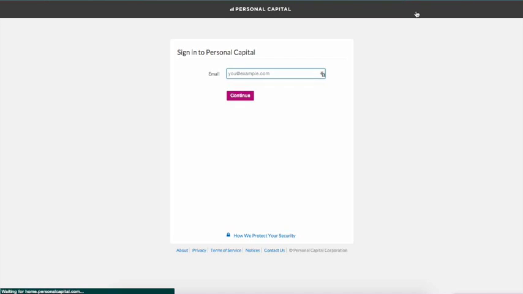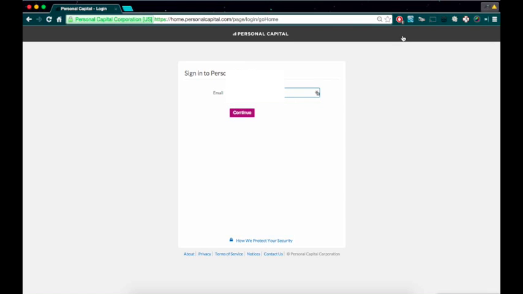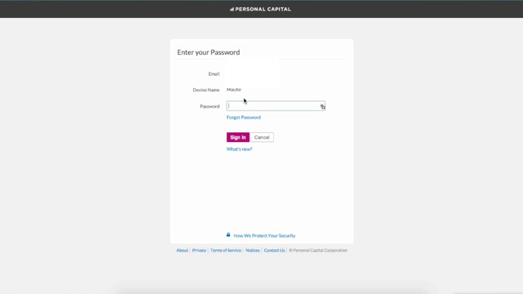So you pick the sign in button, and you'll be brought to a page with your username. You can put it in and hit continue. As you can see here, mine is grayed out for security purposes. Then they're going to bring you to the password page, and here you'll enter your password. You notice that it says device name right above the password box, and that is part of their security features.